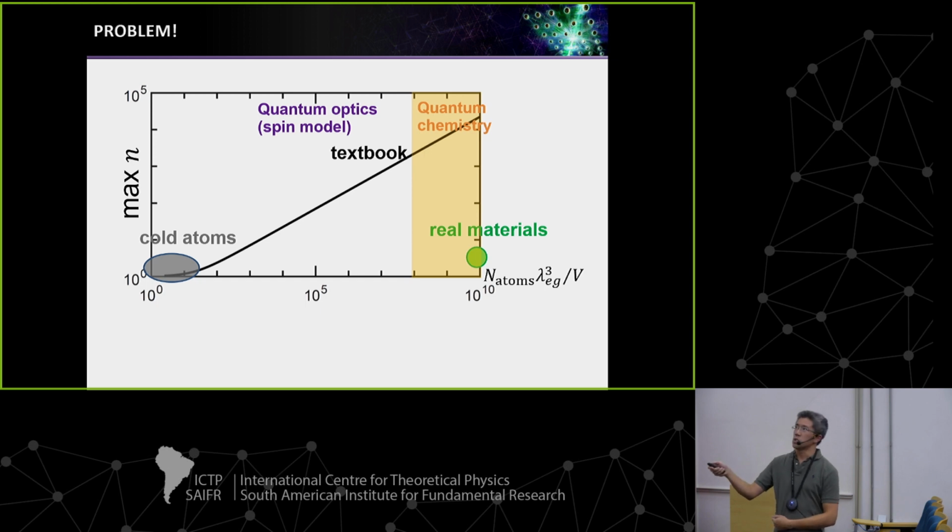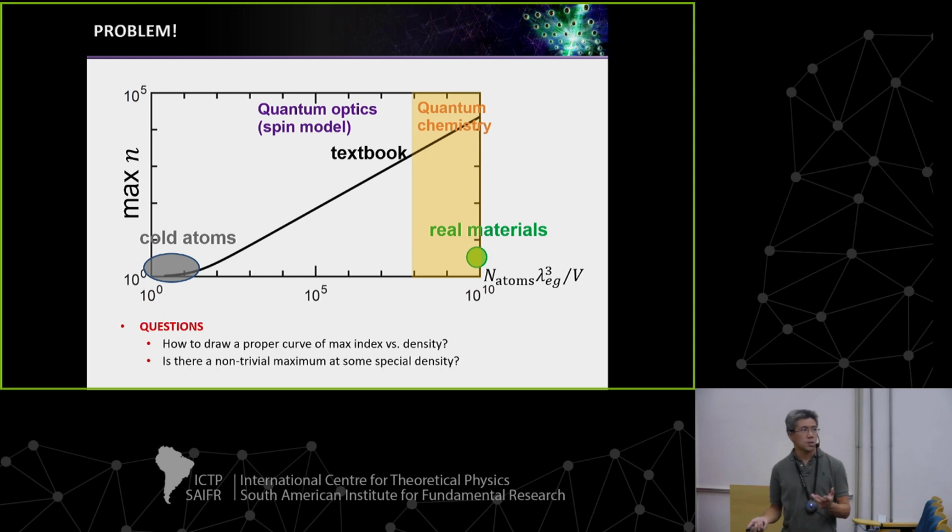But still, you have the issue, you don't really know what's the proper curve going from this regime here of cold atoms to a real material. So the questions then to ask are, is it possible to actually draw a curve between these two limits? What would it look like? What's the physics governing that curve? And if we're lucky, is there maybe a non-trivial maximum refractive index you get somewhere in between that's noticeably bigger than 1? Okay, so that's the kind of goal. Are there any questions on that? Okay.